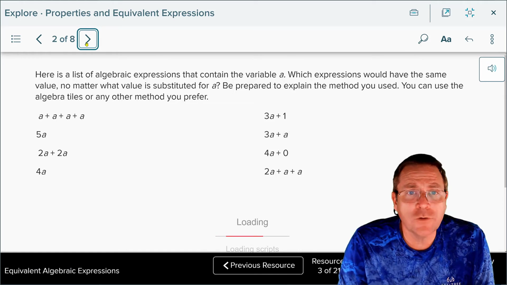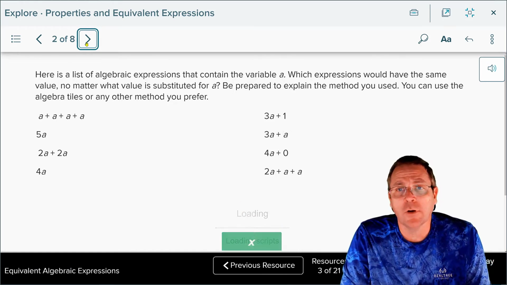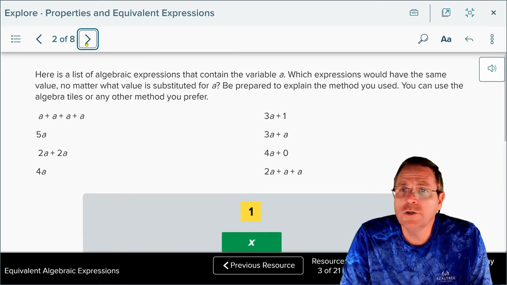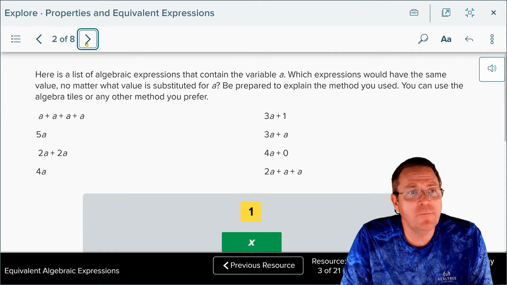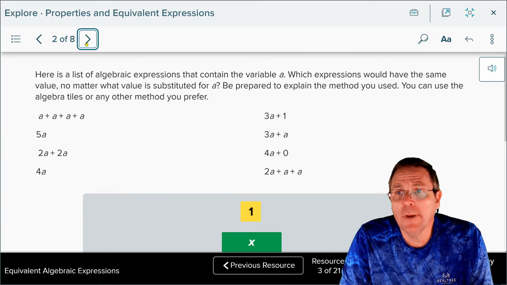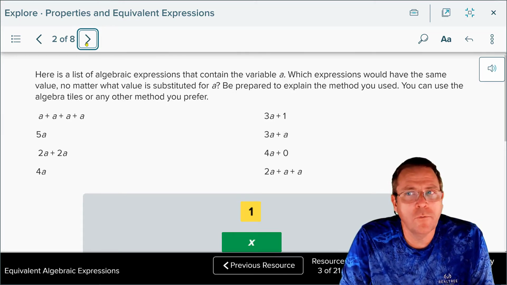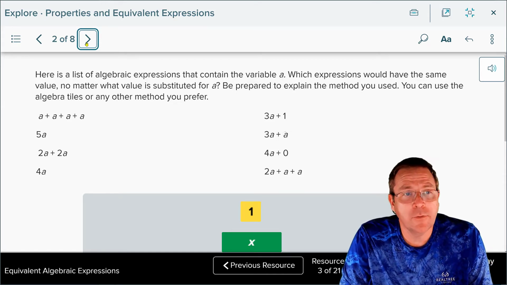Here's a list of algebraic expressions that contain the variable a. Which expressions would have the same value no matter what is substituted for a? Be prepared to explain the method you use. You can use the algebra tiles or any other method.